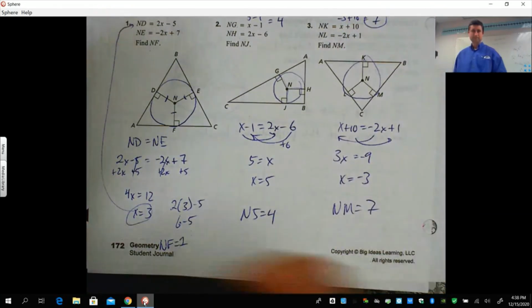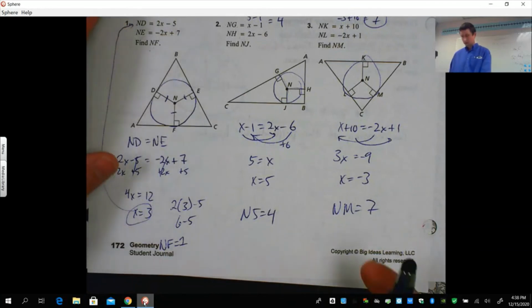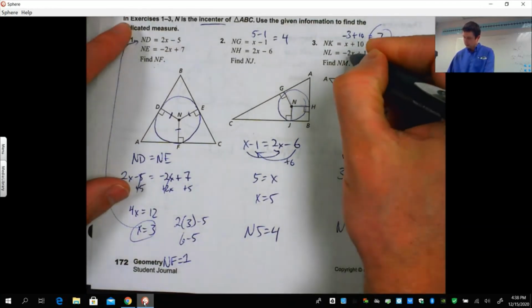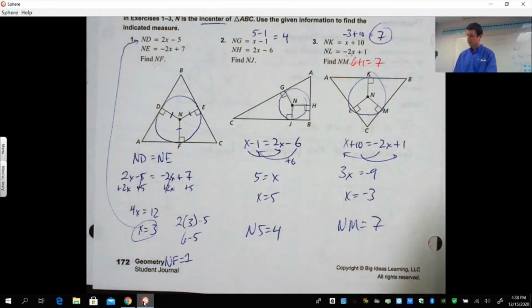Did you get 7? I hope so. 7 would be the answer. That negative number threw me for a little bit too. It's like, oh, am I supposed to get negative? But if you plug negative 3 into here, you get negative 2 times negative 3 is 6. 6 plus 1 is 7, so it checks. The radius is 7.